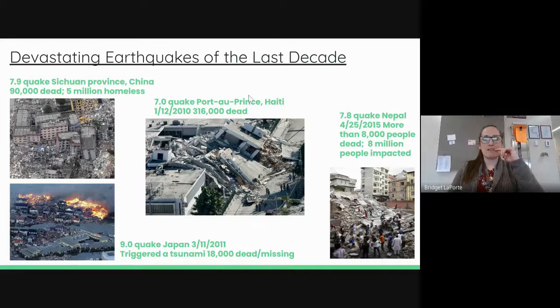In 2010, there was the Haiti earthquake, huge number of people injured in that as well. And then in 2015, in Nepal. And again, it's not just the amount of people who are killed in these, but also the amount of people impacted. And you can see 8 million people impacted by that 2015 Nepal earthquake. So definitely a lot of devastation can take place and a lot of infrastructure damage that needs to be repaired, not least of which is the loss of life or injury that happens with them.